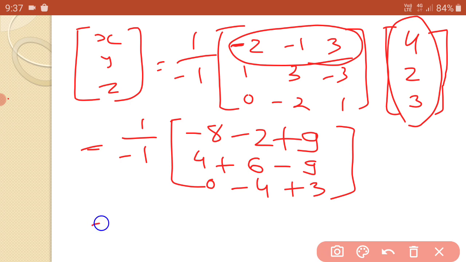Then after, 1 upon minus 1, 8 minus 2, minus 10 plus 9, so minus 1. 10 minus 9, 1. Here minus 1. Okay. Then next step, the answer will change.